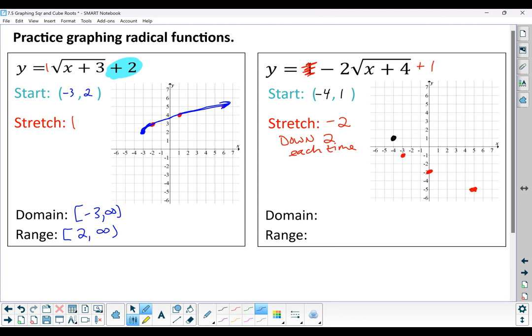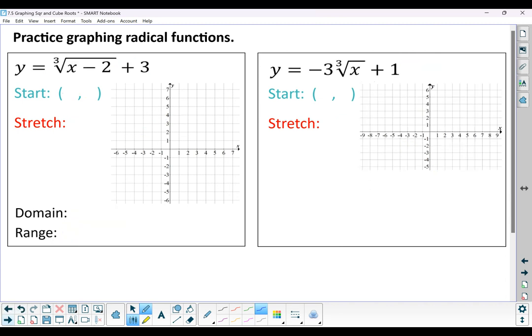So we've kind of reflected this square root, and we've stretched it so that it's a lot taller than they have been on the last one. The domain of this one is from negative 4 to infinity. We read that from left to right. For the range, we read it from the bottom to top. So this will be negative infinity up to a high value of 1. So those are square roots.